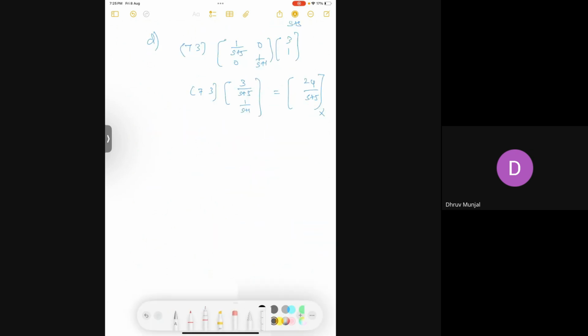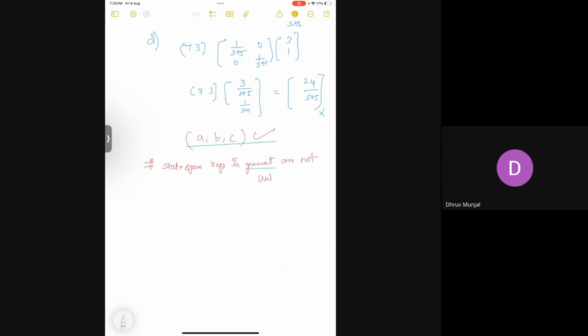But you have only one transfer function. How will you get these three right options? That's what state space representations in general are not unique. A single transfer function can have multiple state space representations.